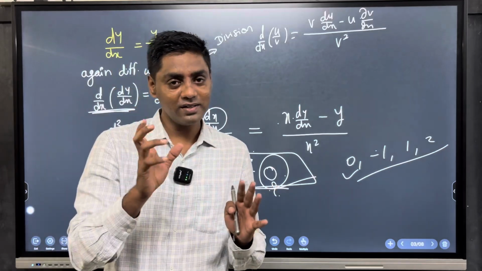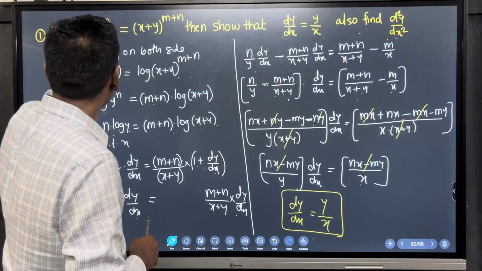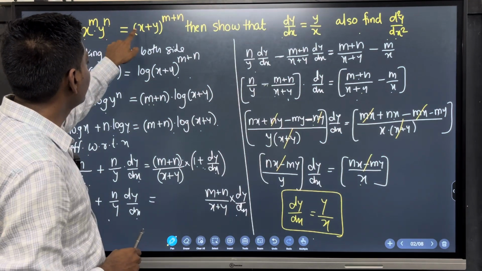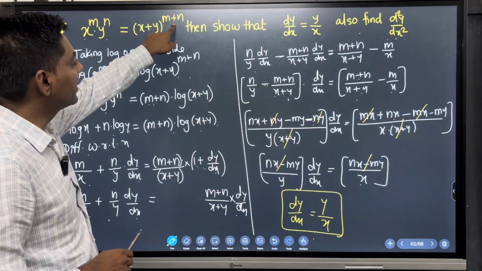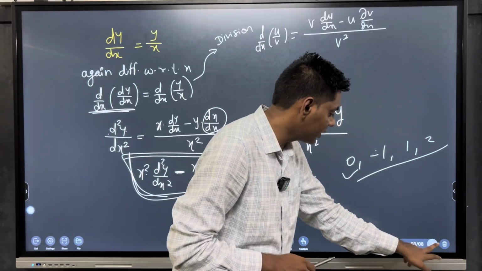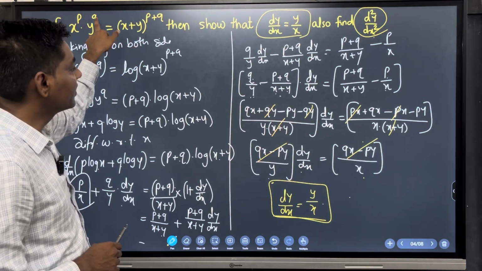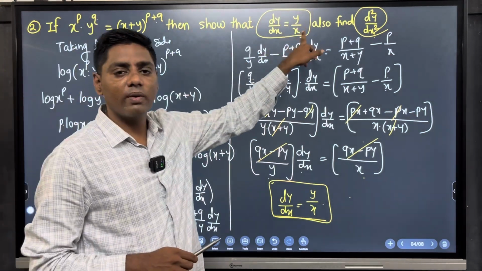Remember the pattern. What is the pattern here? x into y raised to constant, equal to x plus y raised to constant in addition. If it is, the answer is y upon x. In a similar way, only here p and q are different constants, the answer is the same, dy by dx.